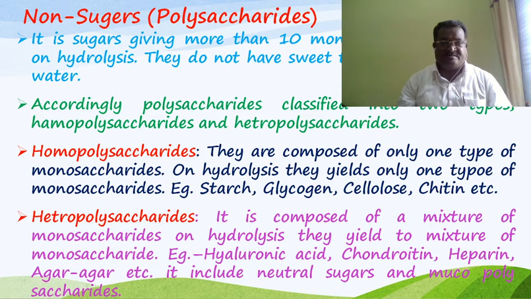Then heteropolysaccharides. They are composed of a mixture of molecules after hydrolysis. Means they do not produce only one type or a similar type of molecule. They have different molecules of monosaccharides, or a mixture of monosaccharide molecules, formed after hydrolysis. That is called heteropolysaccharides. Examples are hyaluronic acid, chondroitin, heparin, agar-agar, etc. And it includes natural sugar and mucopolysaccharides.